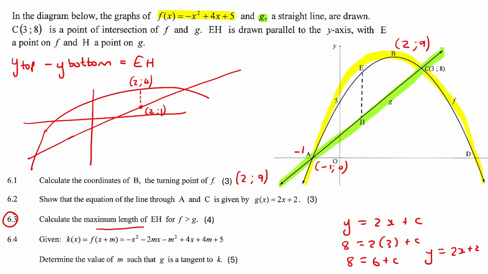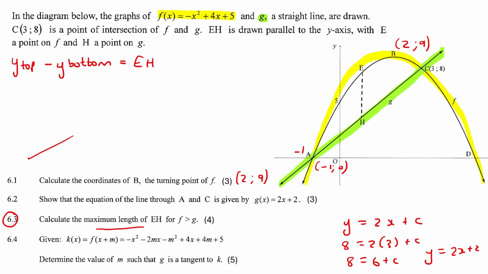That is what I'm saying when I say take the y value at the top minus the y value at the bottom. So 4 take away 1 is 3. That's the idea of why we say y top minus y bottom. We take the y value of E minus the y value of H. So it's the y value of graph E minus the y value of point H, which is going to give us that length that we are looking for.